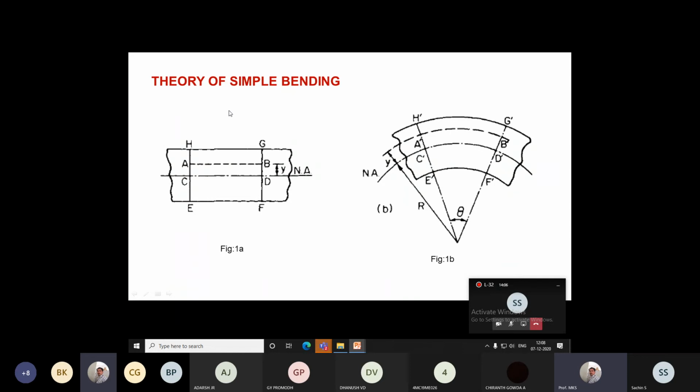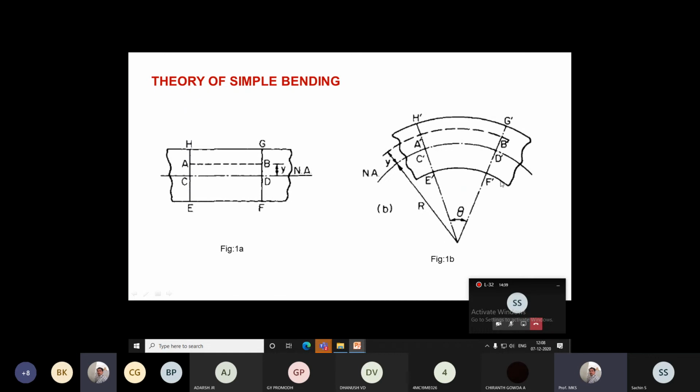So the concept of the theory of simple bending: whenever a bending moment is applied on the beam, it is going to bend either in a hogging manner, this is a hogging moment, or if it is reversed, the beam is going to bend in a sagging moment. In a hogging moment or a sagging moment, the stress at the neutral axis will be zero. Whatever the moment applied, the beam bends in a hogging or sagging manner, and the stress at the neutral axis will remain zero.